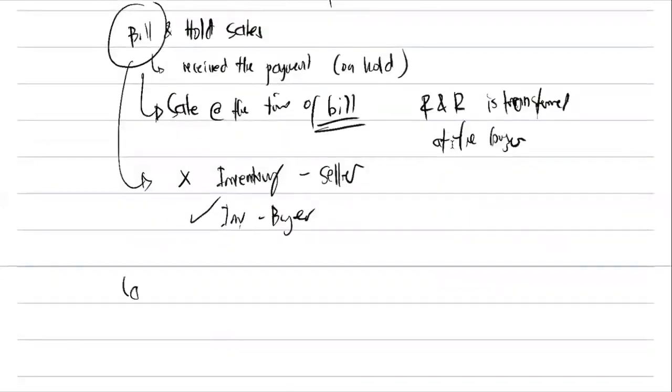Next, we have your layaway sale. So what is a layaway sale? This is different from your installment sale. Why? Because in an installment sale, you get the inventory and there will be an installment payment. In a layaway sale, you pay all the installments first before you get the inventory.